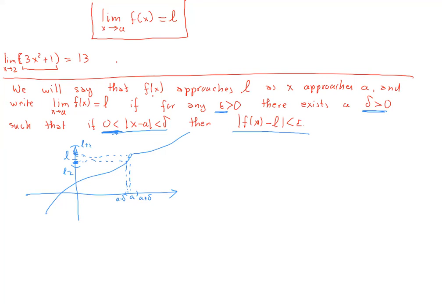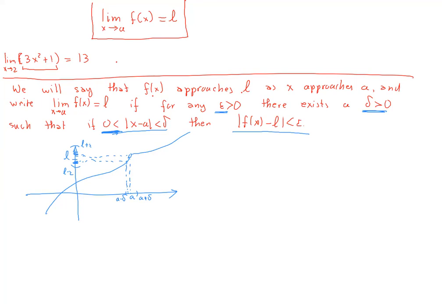If we're able to do that for any epsilon greater than 0, we're able to provide a delta greater than 0 so that this happens, then we accept that the limit of f of x as x approaches a is L. And here we should understand that as epsilon becomes smaller and smaller, delta will also become smaller and smaller.